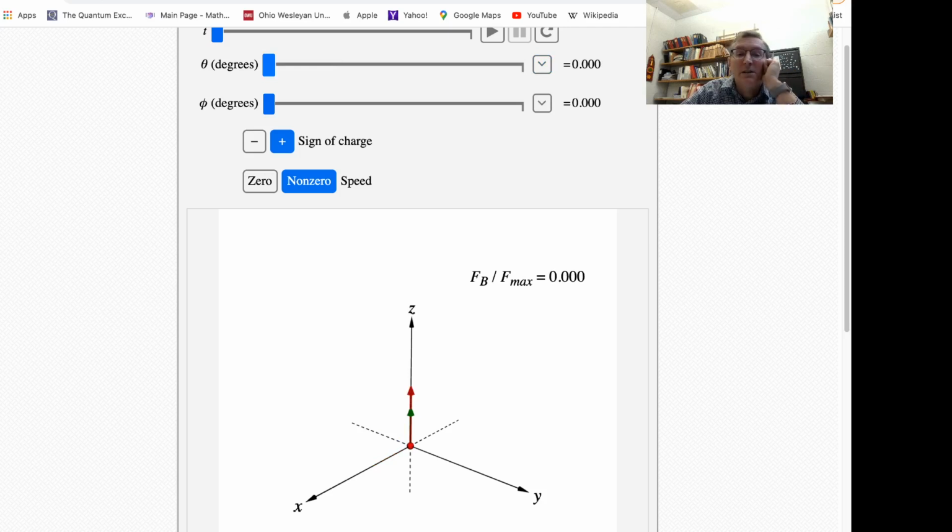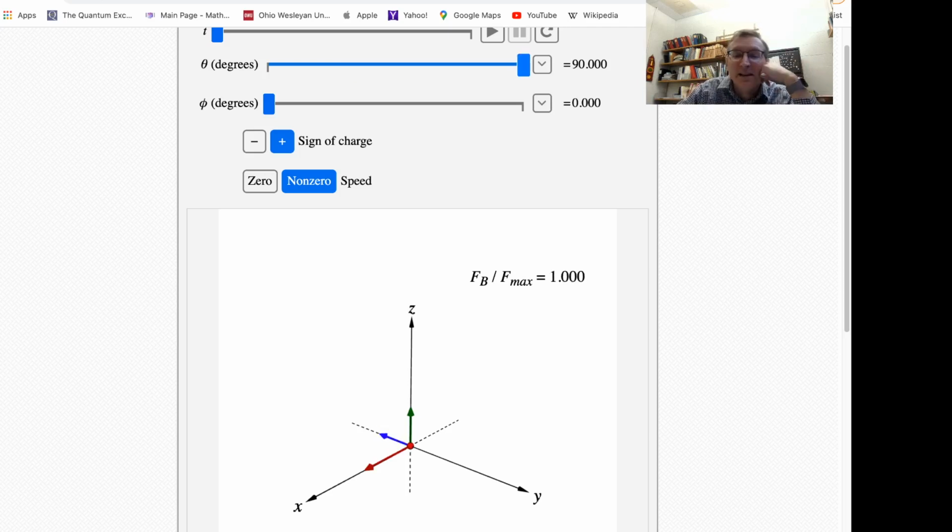When theta is 0, it's 0. When theta is 90, it's a maximum. When theta is 30 degrees, it's half its maximum. Think of a trig function. How about sine theta? Because sine of 0 is 0, sine of 90 is 1, and sine of 30 is 1/2. So the force actually depends on the sine of the angle between V and B. Okay?